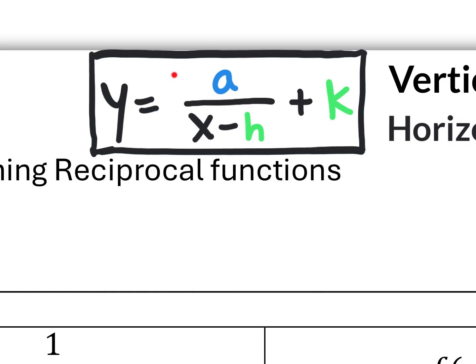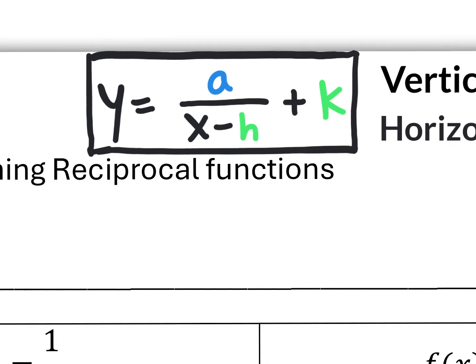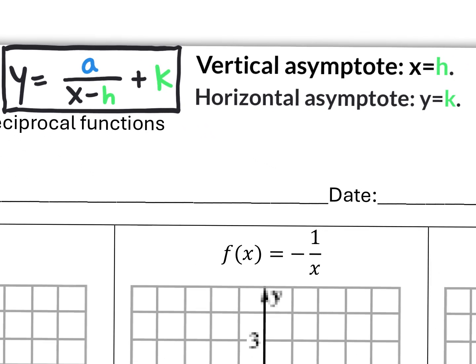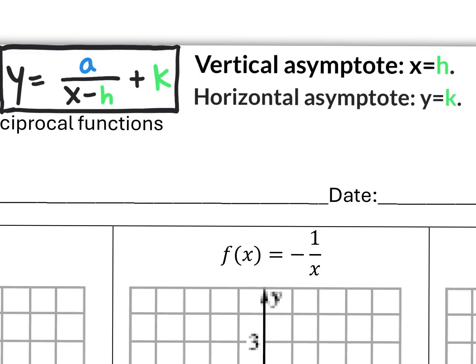Now, once you're familiar with this form of reciprocal functions, which are hyperbolas, you need to be able to state the vertical asymptote. Vertical asymptote is running up and down, and it's going to be the line x equals h. It's going to be opposite of what you see here because of the minus sign. So if you have x minus 5, the vertical asymptote is x equals 5. If you have x plus 3, the vertical asymptote is x equals negative 3. It's always opposite of what you see.